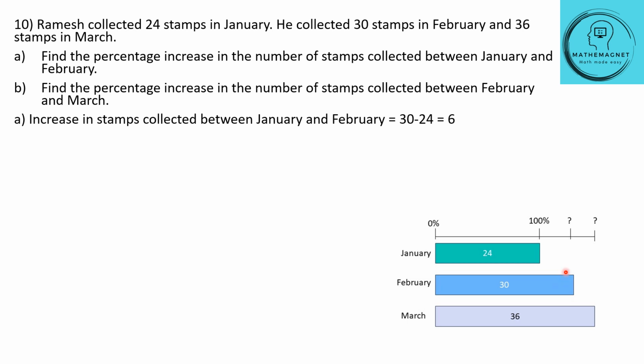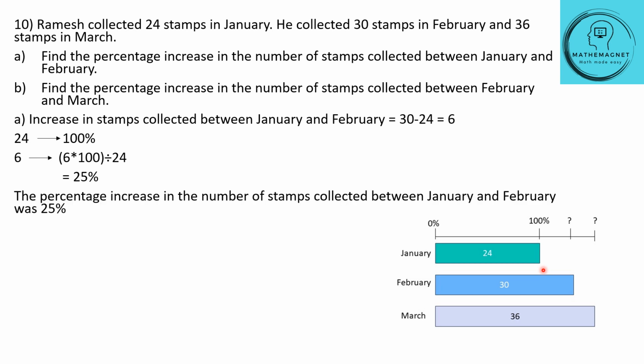Now we need to find how much percentage this 6 stamps contribute to. So 24 stamps is equal to 100%. 6 stamps will be 6 into 100 divided by 24, which is equal to 25%. So there was a 25% increase in the number of stamps collected between January and February. So that's the answer for your A question.